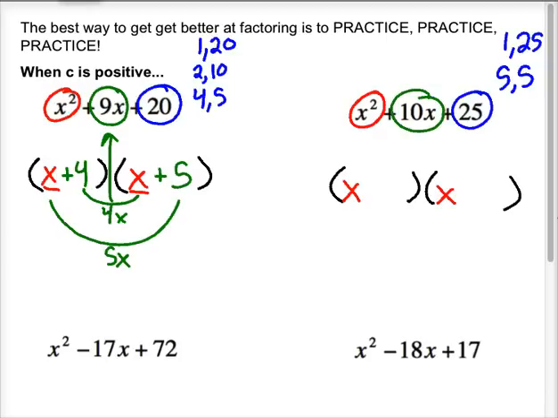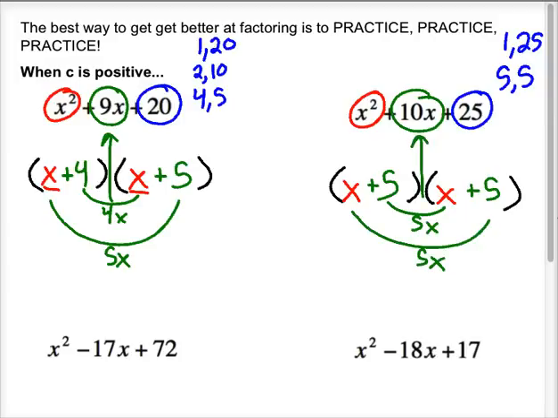And I'm going to focus on that 10. Now I need to choose the pair of numbers that will combine to give me 10. So, and again, hopefully it's pretty easy to see that if you do 5 and 5, 5x plus 5x is where that 10x comes from.